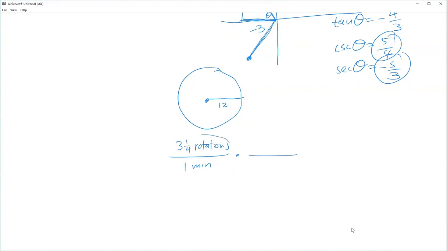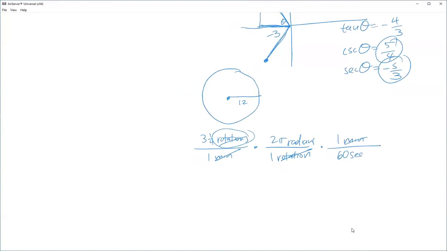Remember, let's turn the rotations into radians. 1 rotation is how many radians? 2 pi, right? Then 1 minute is how many seconds? 60 seconds, right? So we have the units that we want. It'll be 3.25 times 2 pi divided by 60. Let's multiply out 2 pi, so it'll be 6.28 times 3.25 divided by 60. That is 0.34 radians per second. So that is your angular speed right there.